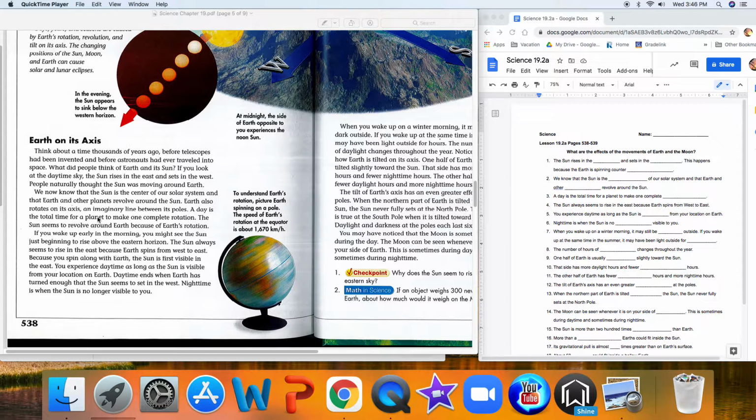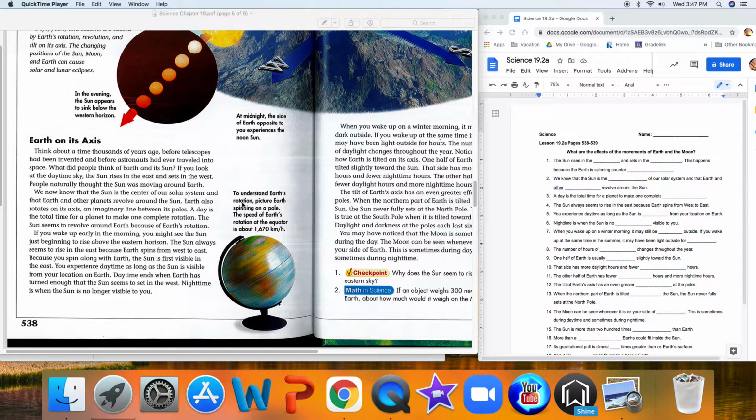A day is the total time for a planet to make one complete rotation. The sun seems to revolve around the Earth because of Earth's rotation. Okay, so guys, looks like the sun is moving. That's because of a spin of the Earth. The sun's not moving, we're spinning around it, and we're revolving around it. It's kind of amazing when you think about it.